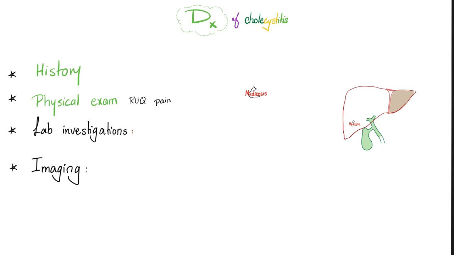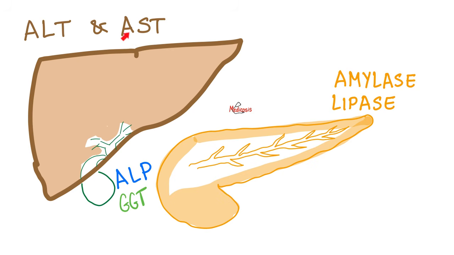Let's go to the labs. Quick review. ALT and AST are for the liver. ALP and GGT are for the biliary system, especially the hepatic duct and the common bile duct, not necessarily for the gallbladder. In other words, if the patient has cholecystitis, these two will be normal or at least mildly elevated. But if they are extremely elevated, think of choledocholithiasis or ascending cholangitis.